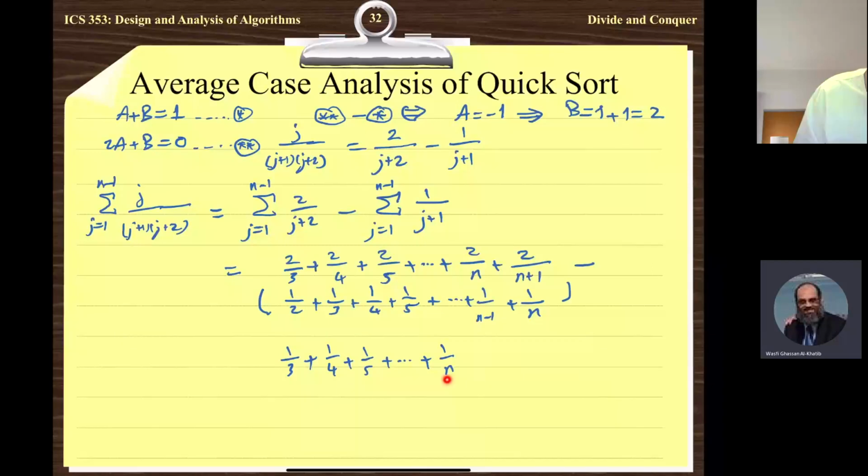Now look at this. This looks like the harmonic series, but it's missing two terms. What are the two terms? They are 1 over 1 plus 1 over 2, right? So let's add these two terms. 1 over 1 plus 1 over 2. Okay, so I added these two terms and let me subtract them. Minus 1 over 1 minus 1 over 2. The two terms that I have added, I have subtracted. Okay, fine.